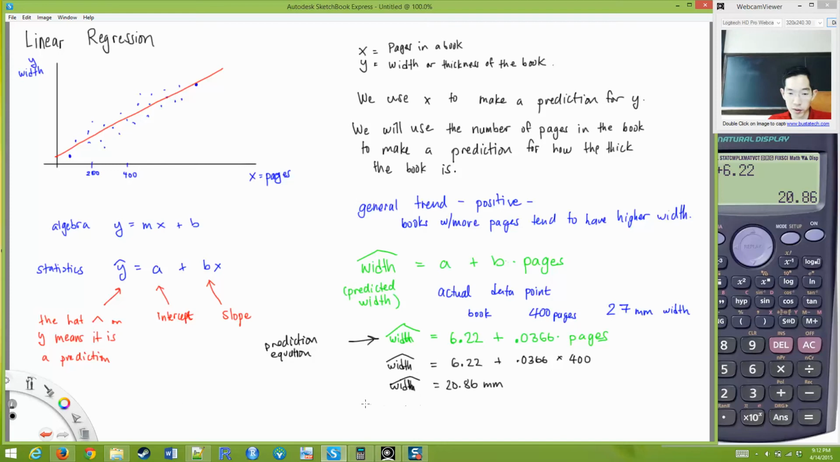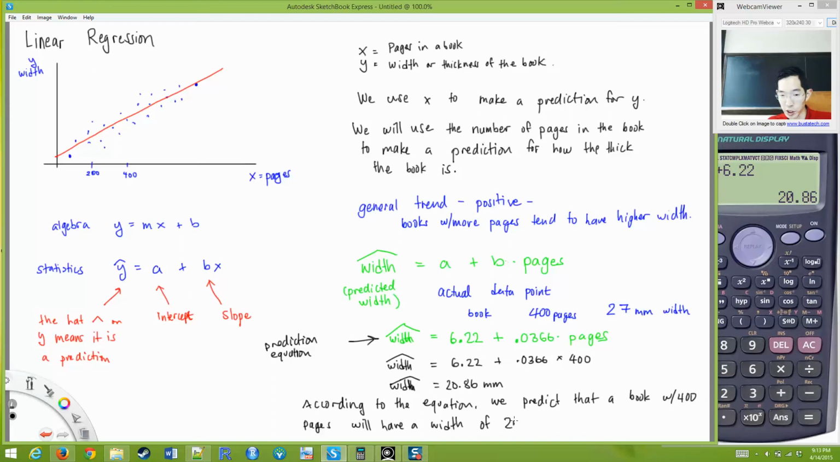Okay, so according to the equation, we predict that a book with 400 pages will have a width of 20.86 millimeters. Okay. Is that okay with everyone?